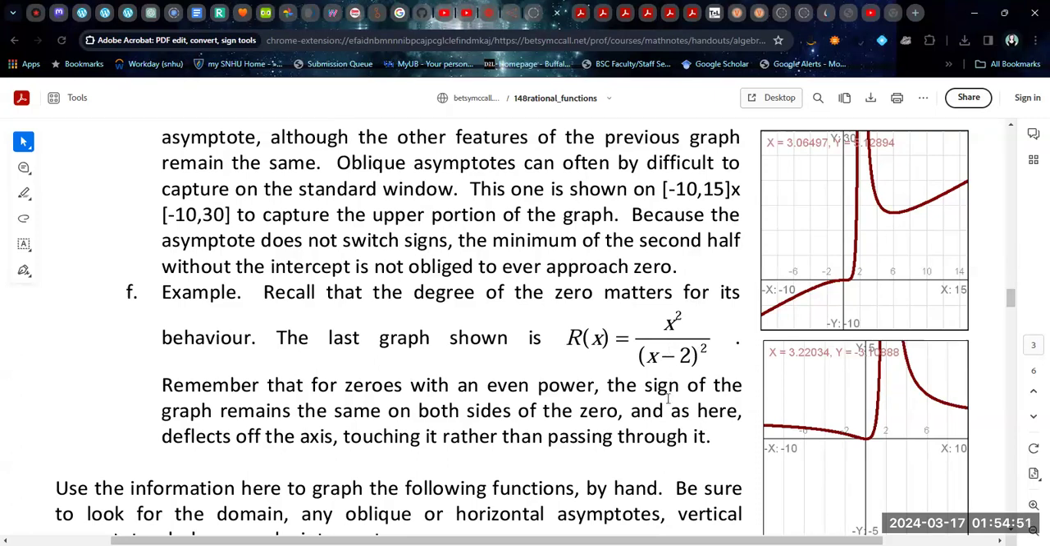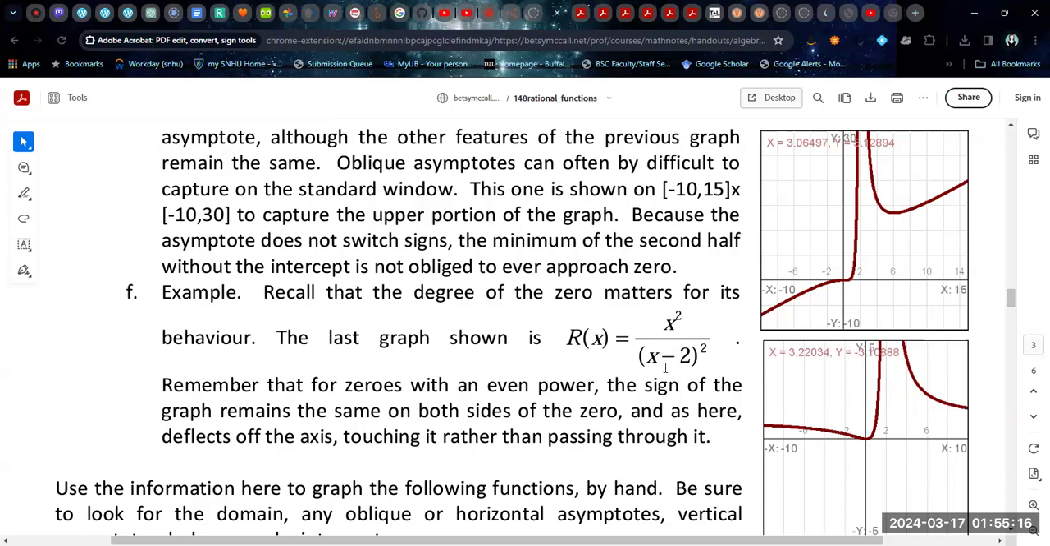And in this last example, we have x squared over (x minus 2) squared. So again, the leading term is going to give us a horizontal asymptote of 1. But again, we're going to go through 0 and bounce off the 0 and go back to 1, as opposed to passing through the 0 and heading off to that oblique asymptote. But we're going up to positive infinity and then staying on the positive side and coming back down.